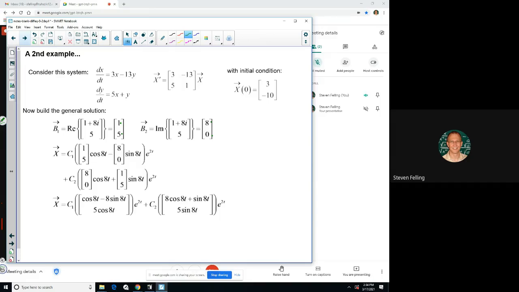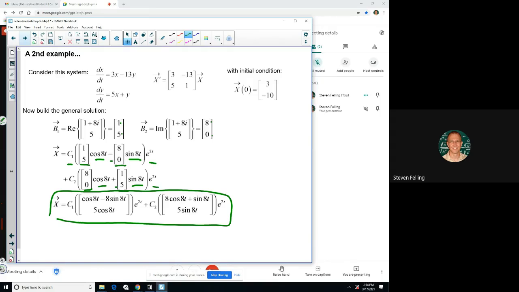And then you would say the general solution vector is C1 times (B1 cosine minus B2 sine) times e to the alpha t, plus C2 times (B2 cosine plus B1 sine) times e to the alpha t. And so when you put it all together, you get this. This is the general solution. It involves a lot of cosines and sines.